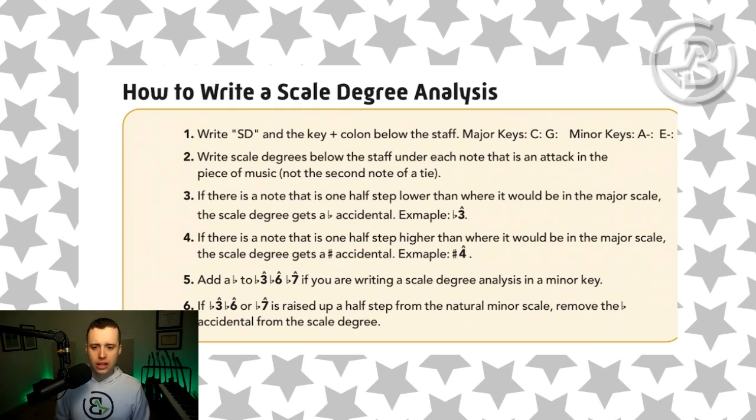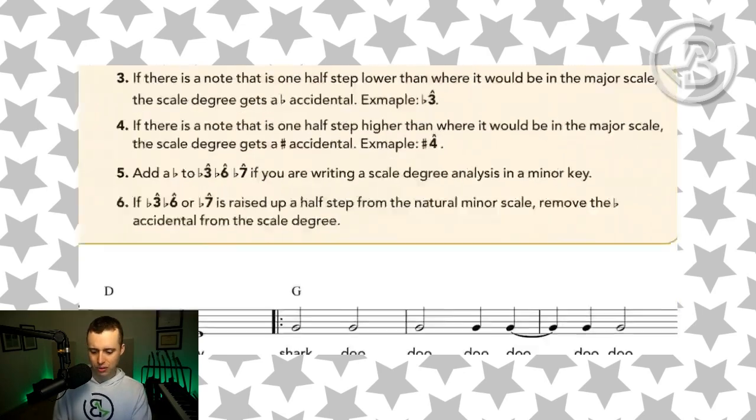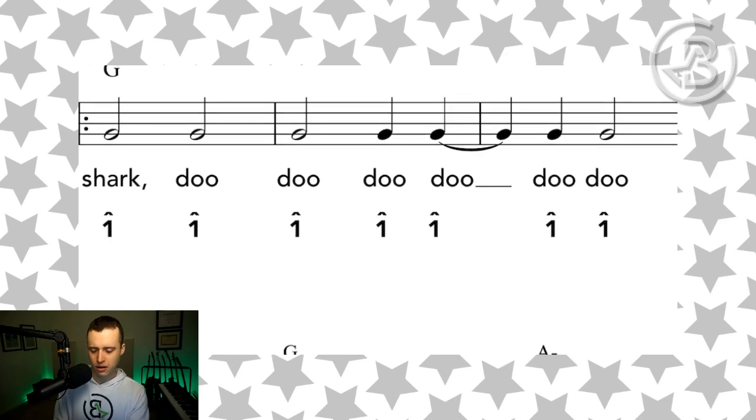Step number 2 is you're going to write scale degrees below the staff under each note that is an attack in the piece of music. What I mean by that is you're not going to write a scale degree for the second note of a tie. You just write it for the first note of a tie. We can see that example right here. This note on beat 4 is tied over to beat 1, but we're only writing the scale degree for the first note.